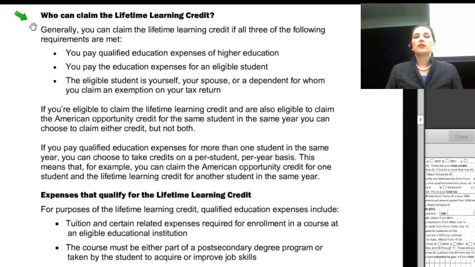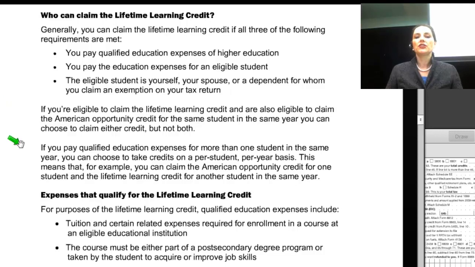So who can claim the Lifetime Learning Credit? Generally, you can claim the Lifetime Learning Credit if all 3 of the following requirements are met. You paid the qualified education expenses for higher education. You paid the education expenses for an eligible student, and the eligible student is yourself, your spouse, or a dependent for whom you claim an exemption on your tax return. If you are eligible to claim the Lifetime Learning Credit and you are also eligible to claim the American Opportunity Credit for the same student in the same year, you can choose to claim either credit but not both.